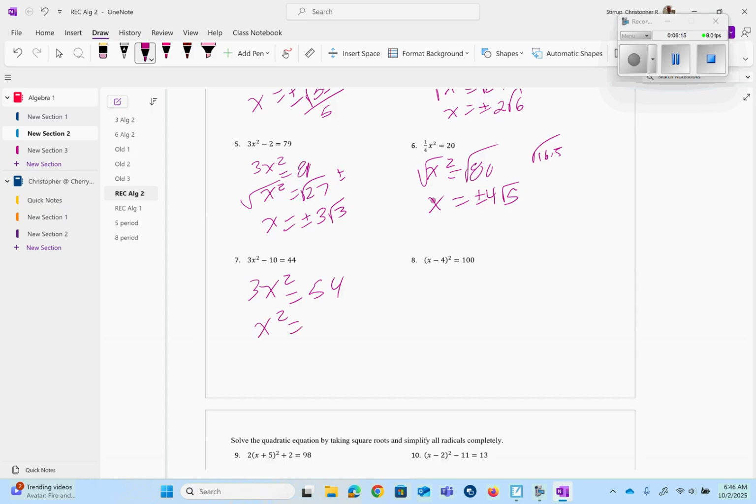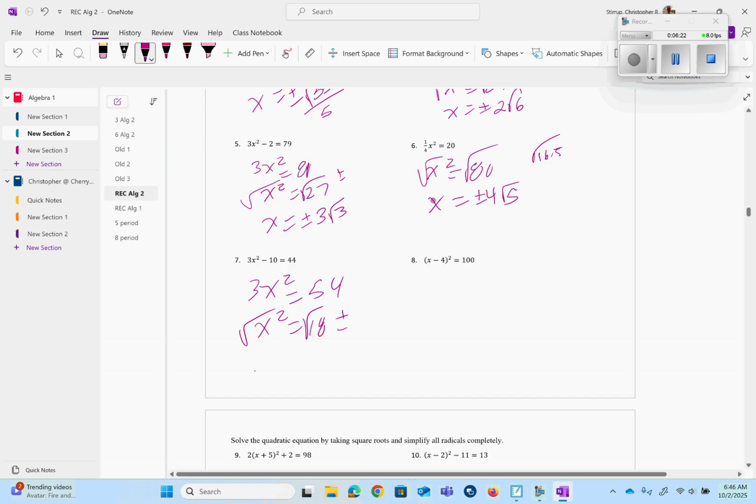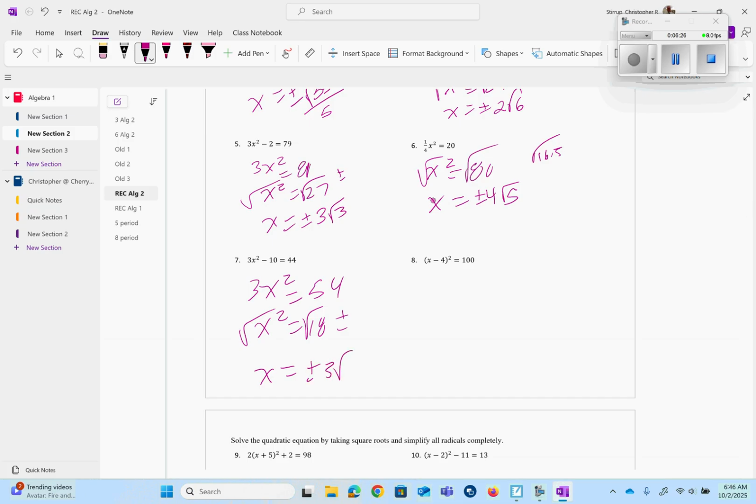So 54 divided by 3 is 18. Take the square root of both sides. Don't forget the plus minus. 18 breaks down to 9 times 2, so that's going to give me plus or minus 3 root 2.